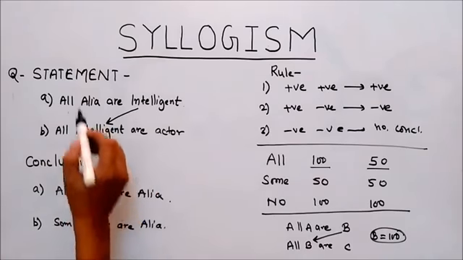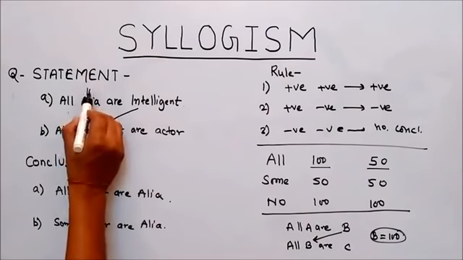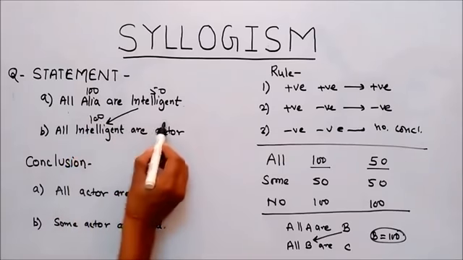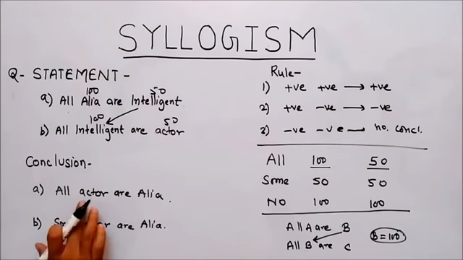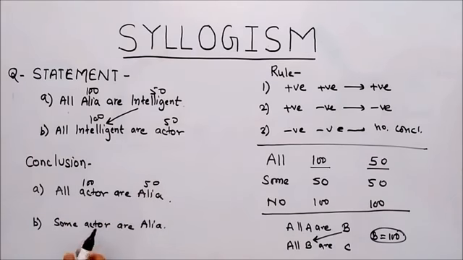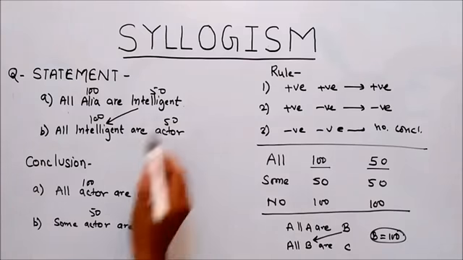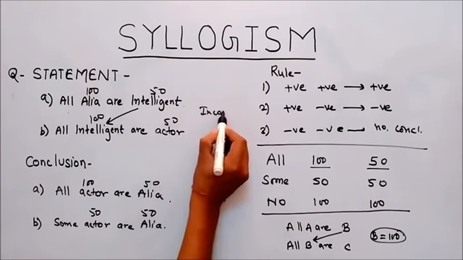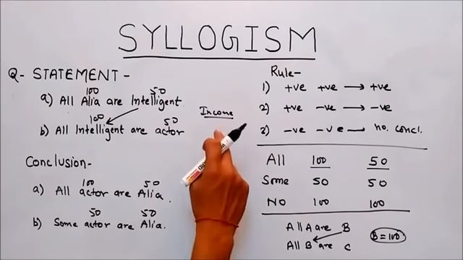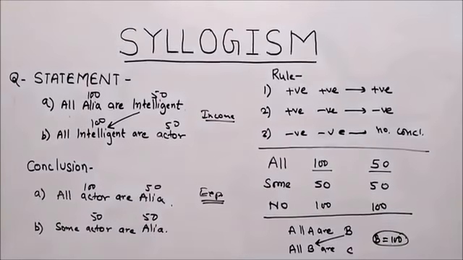Now assign the values. For all 150, again all 150, and here all 150 and some 50 and 50. Now consider the statement part as income and the conclusion part as expenditure. Income can never be greater than expenditure.